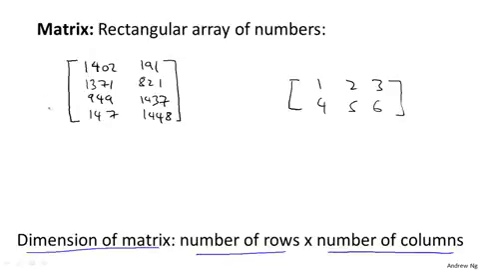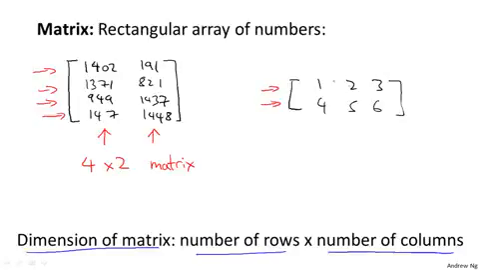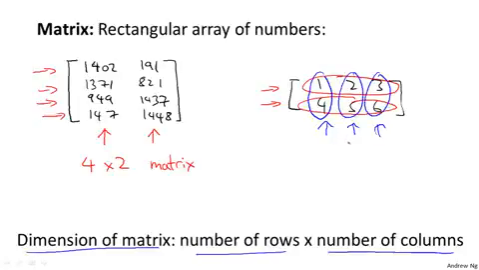Concretely, this example on the left has 1, 2, 3, 4 rows, and it has 2 columns. So I'm going to say this is a 4 by 2 matrix, because it's number of rows by number of columns. This one on the right has 2 rows, the first row and the second row, and it has 3 columns: the first, second, and third column. So we say it is a 2 by 3 matrix, or that the dimension of this matrix is 2 by 3.